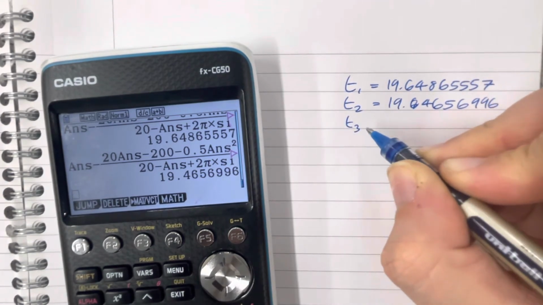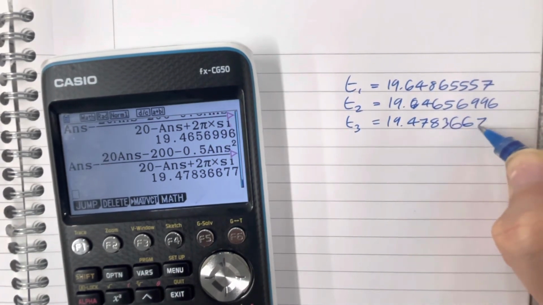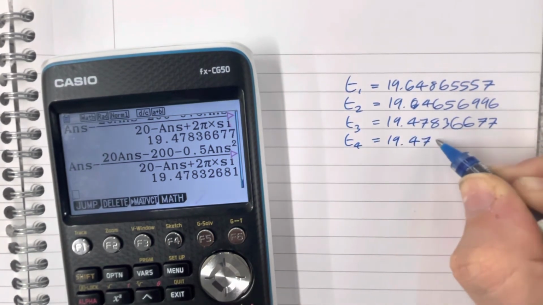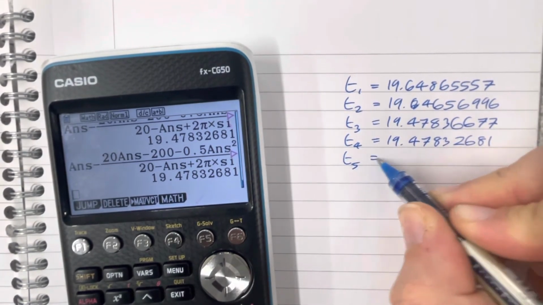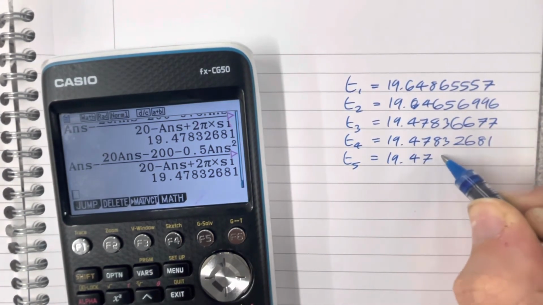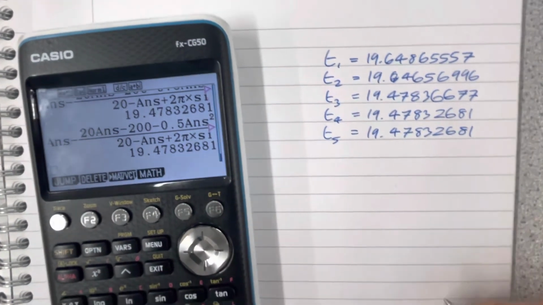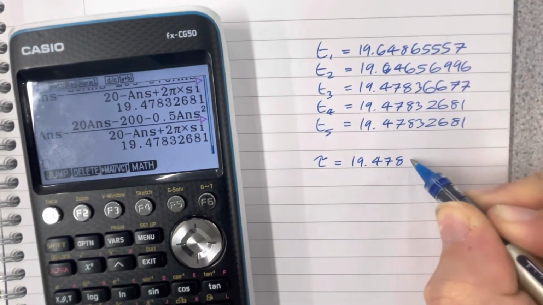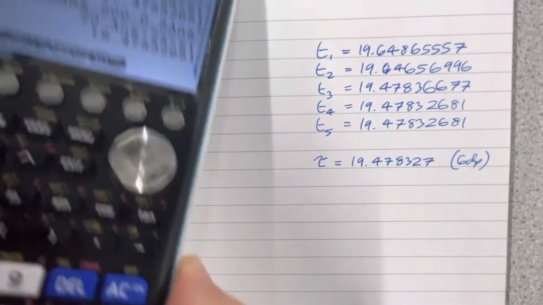T3 is 4656996. T3 is 19.47836677. T4 is 19.47836677832681. Okay, so that doesn't match up. Fifth decimal still different, so T5 is 19.478326. In fact, that's the same. So to 6 decimal places then, I'm going to say tau is equal to 19.478327 to 6 decimal places, and we should check that before finishing.